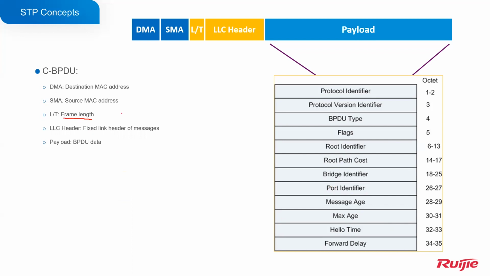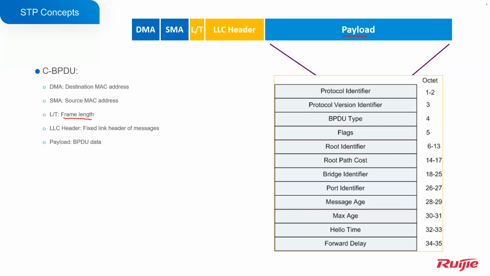What we should pay attention to is the payload. The payload actually carries the BPDU data. And what are the data? You can see the protocol identifier, protocol version, BPDU type, and some flags, root identifier, root path cost, bridge identifier, port identifier, message age, max age, hello time, forward delay. All this information about STP is carried in the CBPDU.